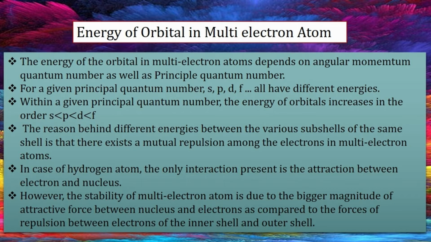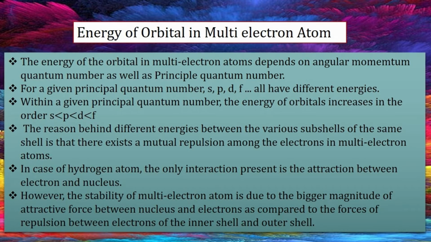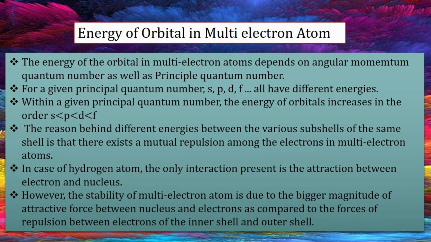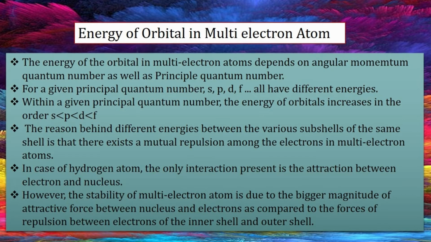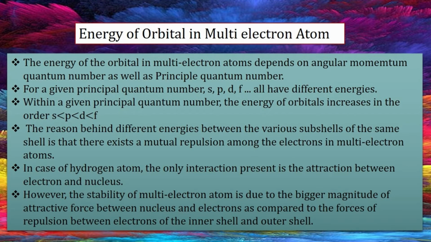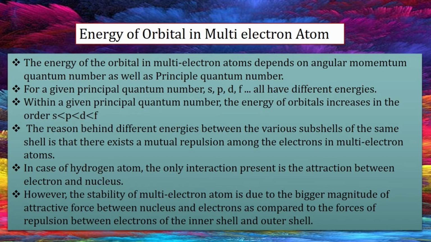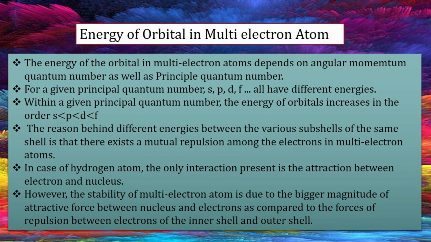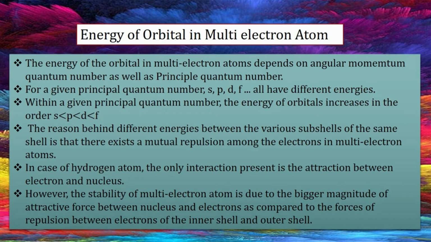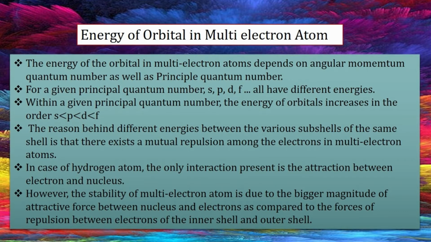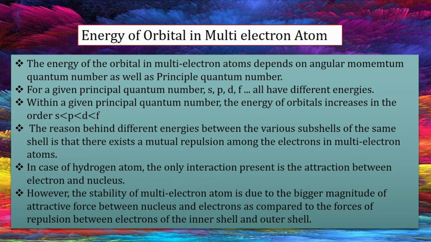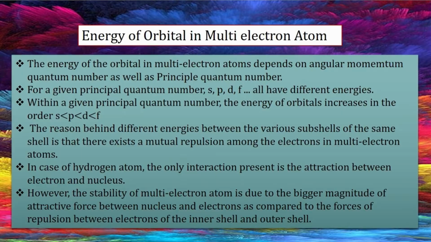The main reason for the different energies of the subshells is the mutual repulsion among the electrons in a multi-electron atom. Whereas in the case of a hydrogen atom, the only interaction present is the attraction between the negatively charged electron and the positively charged nucleus. However, in multi-electron atoms, besides the attraction between the electron and the nucleus, there is repulsion between every electron and the other electrons present in the atom.